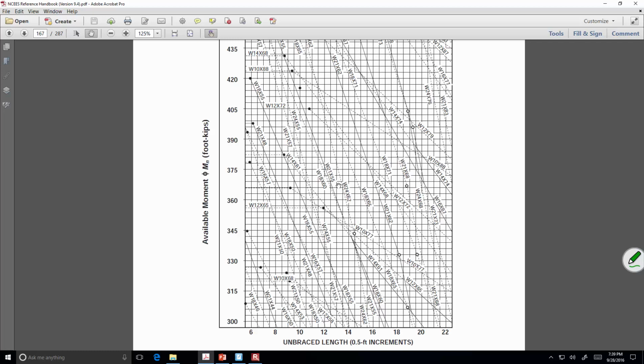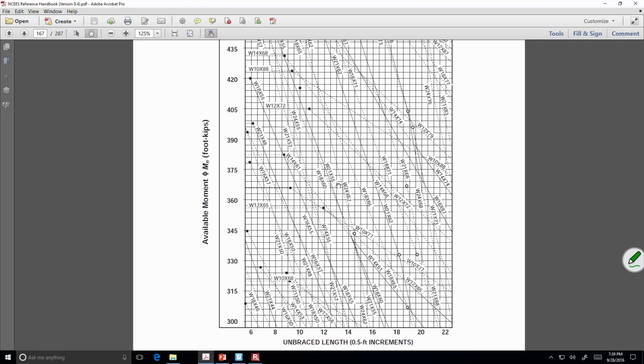Exactly. In design mode, what you would do is you would say, all right, let's say I have an unbraced length of 12 feet and I have a moment of 330. I would find that point, go this way, whatever my first solid line is, that's my design. So it really is a very useful aid.